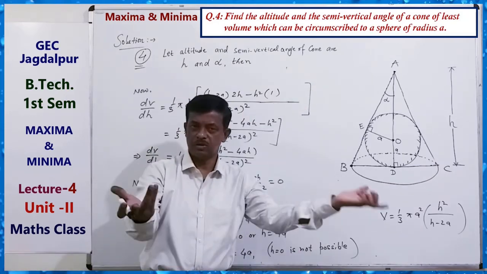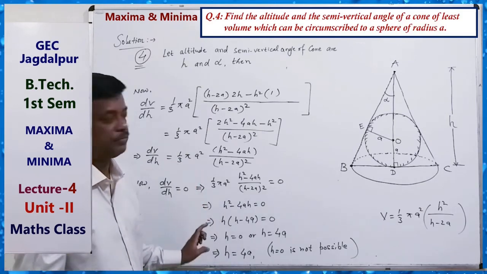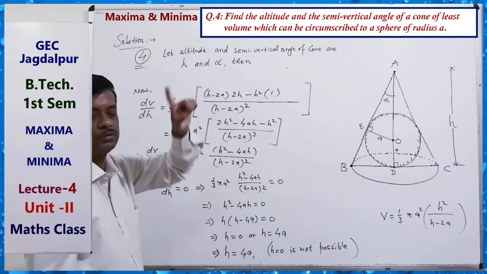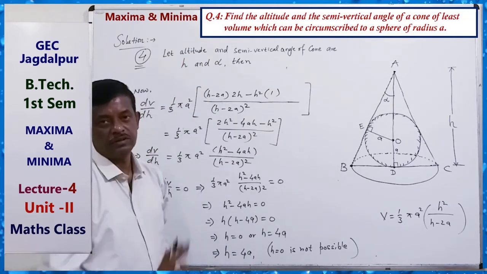Height is 0, not possible. So h equals 4a. So we get h equals 4a. Okay, h equals 4a. This is the altitude, the height of the cone.